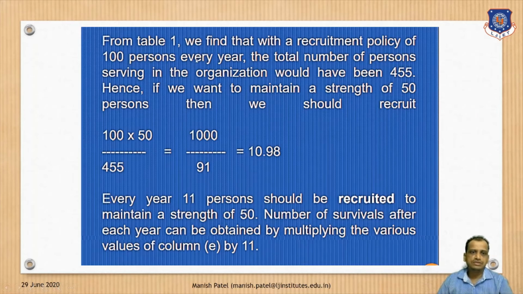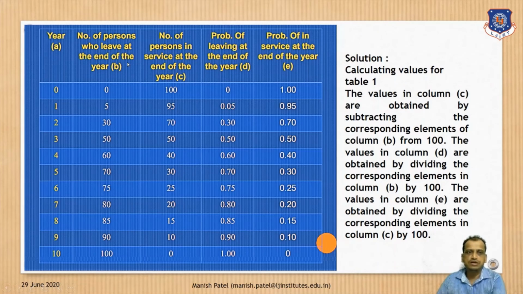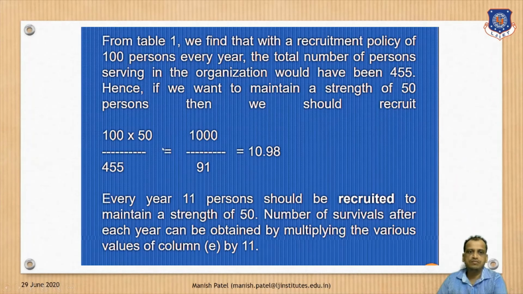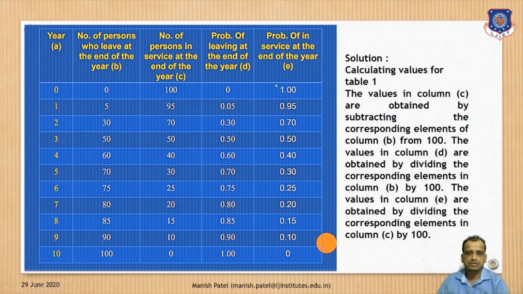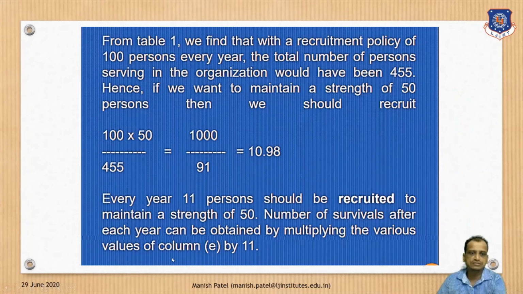Now this table is given for the 100 people. For 50 people, what is the case? For 50 people it is coming out to be 100 into 50 upon 455. How do you get this 455? It is the number of people serving in the organization, the summation of these people working in the organization over the 10 years. So how many would they have to recruit to maintain the strength of 50? 11, right? This was for the 100.